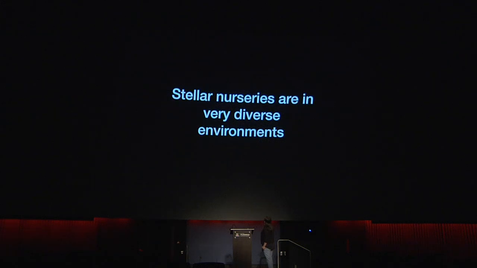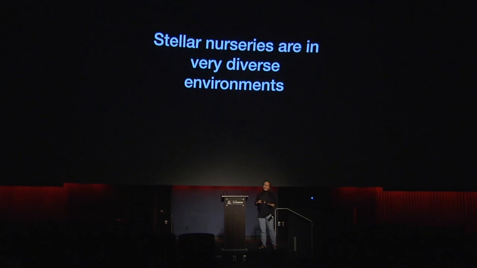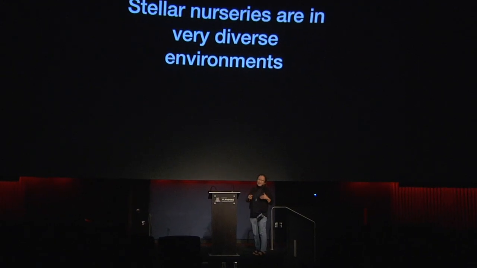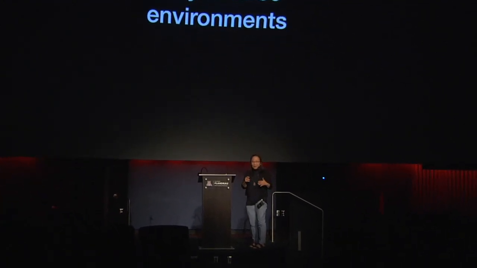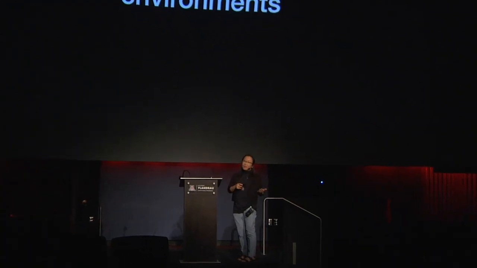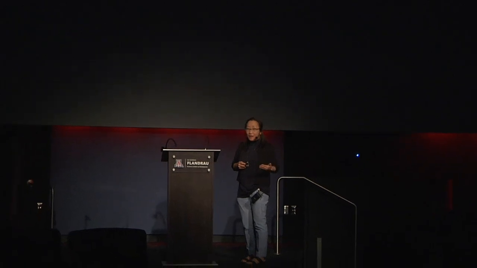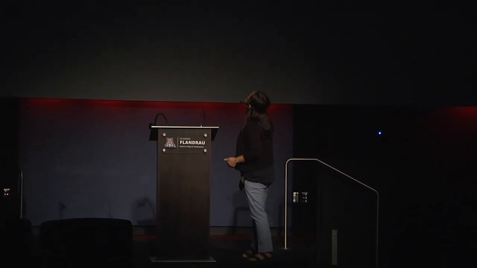So, nurseries. Not only human, but stellar nurseries exist in diverse environments. Diversity exists, and environment actually matters. But the question is how does it matter? What do we see observationally? And how can we understand theoretically? That's what our team is doing.